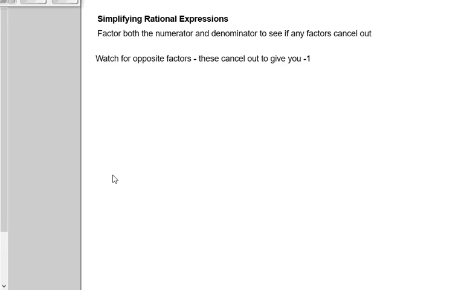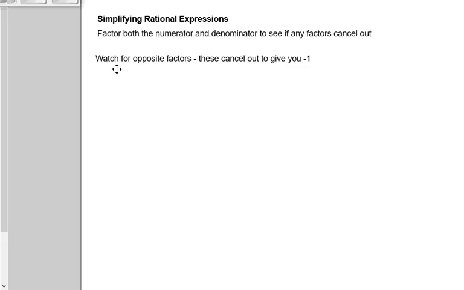So in order to simplify, again, what we want to do is factor both the numerator and the denominator to see if any factors cancel out. That's the whole point of it, okay? But remember, you have to factor first, then state the restrictions, and then you can simplify, okay?